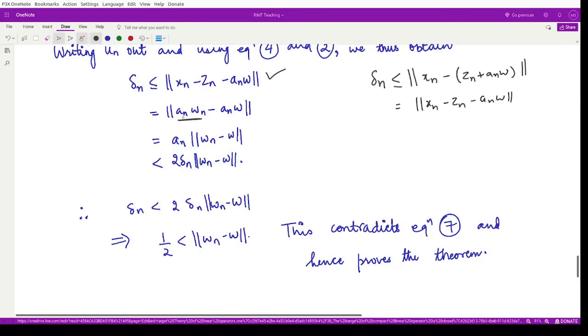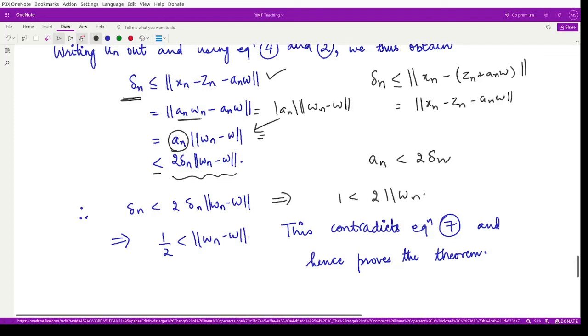So we can take this An common. So this thing would be the mod of An times the norm of Wn minus W, right? So from this we have this step, and because using equation 2, this An is strictly less than 2 times delta n, we have this expression. So overall from here we obtain delta n is strictly less than 2 times delta n into the norm of Wn minus W. So from this expression you can write 1 less than 2 times the norm of Wn minus W, right? So from here the norm of Wn minus W is strictly greater than 1 by 2.